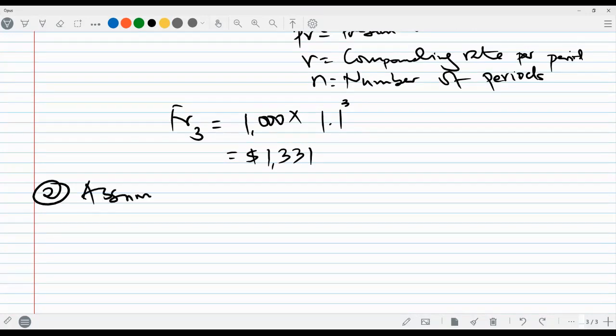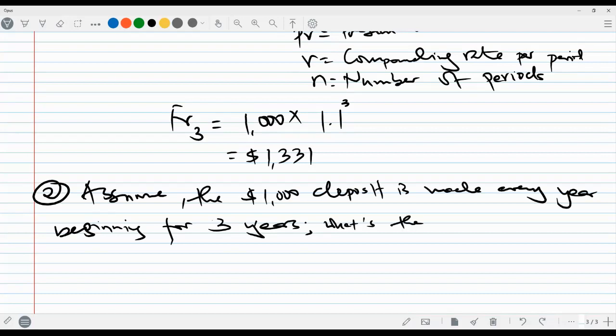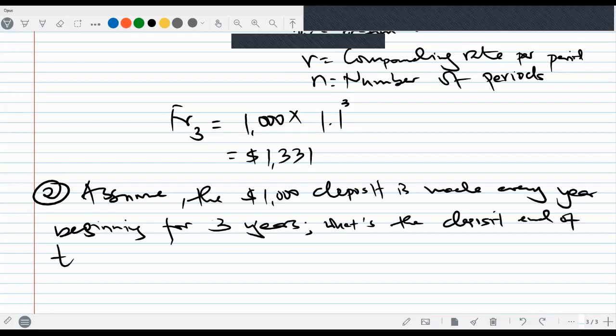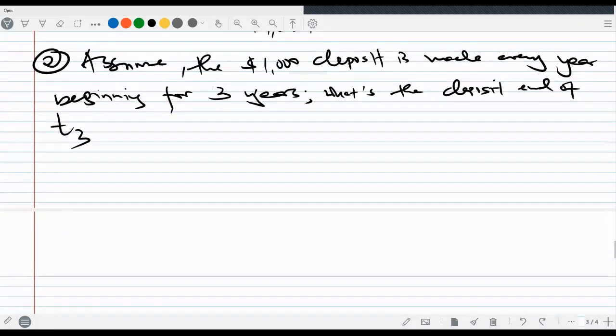Assume this is a continuation. Assume the 1,000 deposit is made every year for 3 years. What is the deposit value at the end of T3? T3 means year 3. So you have deposits made every year for the next 3 years.